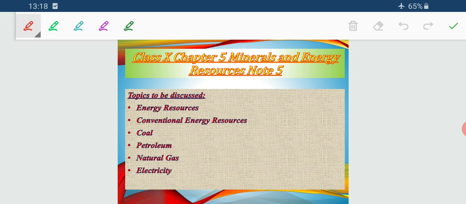This is my fifth class of your chapter number 5, Mineral and Energy Resources. I have completed the mineral resources in the previous class. Today I am going to start with the energy resources. Types of energy resources, we know the two types, and then I am going to proceed with the explanation about the categories of the conventional energy resources.